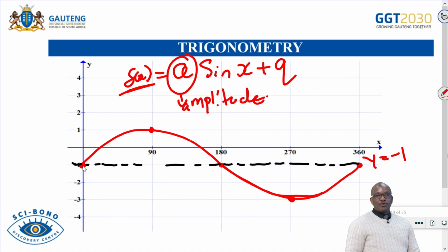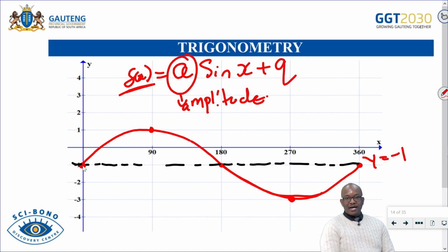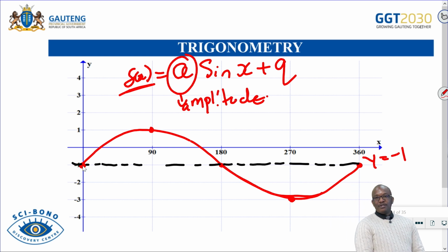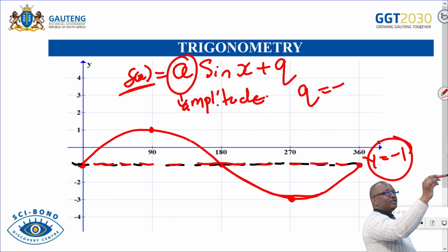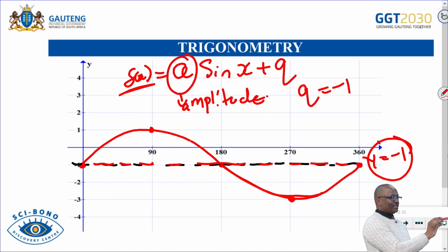Then we are going to look at the amplitude of our graph. The first thing that we need to identify is our midline. Our midline represents the value of what? Of q. So q is going to be negative 1.